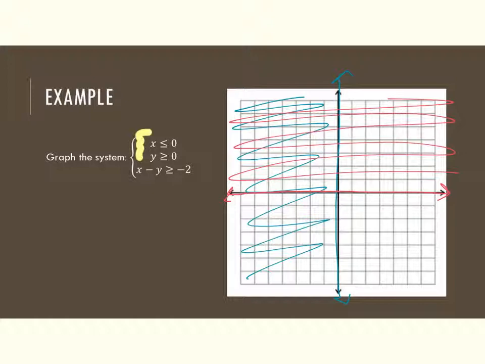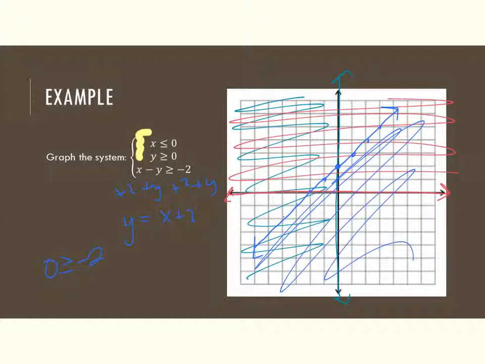And then we're going to come in and graph the last one. Add y and add 2. y equals x plus 2. So we're going to start at 2 and have a slope of 1. So we get something like that. Solid line. So there is my solid line. And if I pick a test point 0, 0, I'm going to get 0 is greater than or equal to -2, which is true. So I'm going to shade below that line.